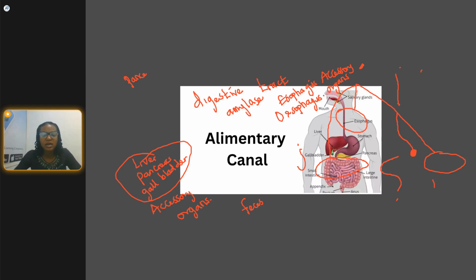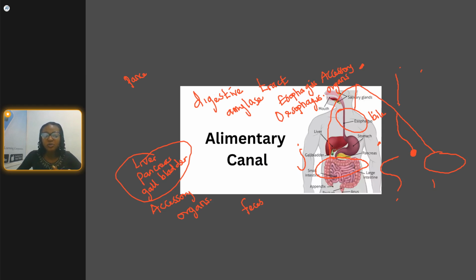So calling them accessory organs, what are their functions? How do they function? All right, so the liver, as you can see here, you can see the structure of the liver. It is a reddish brown organ, and it produces what we call bile. That is the function of the liver.